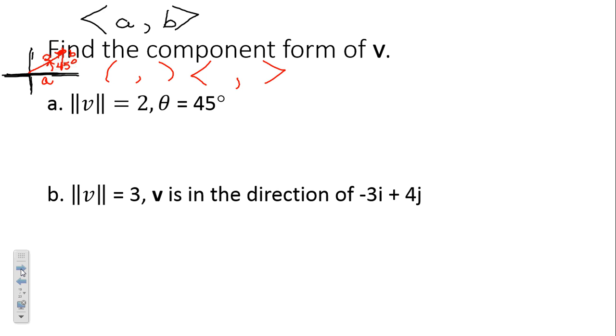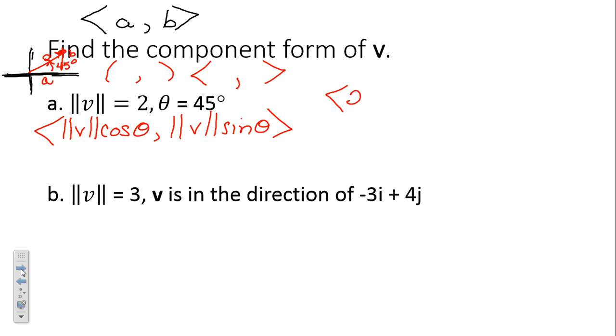And we just developed a formula for it, right? The magnitude times the cosine. Let me rewrite it so we get to see it and become familiar with it. The magnitude times the cosine of our angle, comma, the magnitude times the sine of our angle. So our magnitude in this case is 2. They told us it was 2 units long. We know our theta is 45.